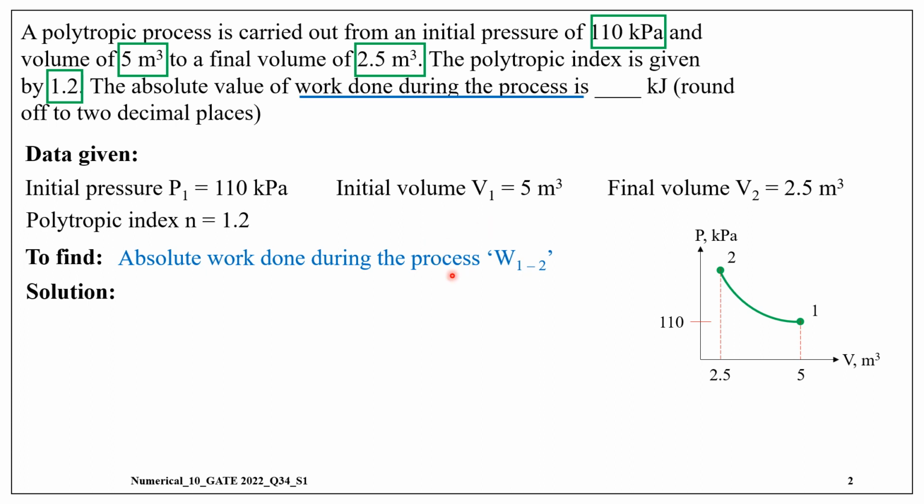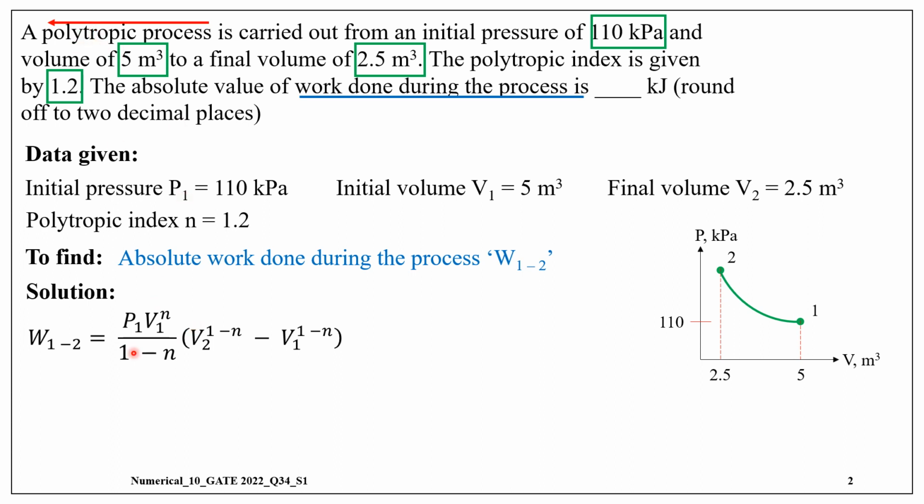To calculate the work done during this process, one needs to know what is the relation between pressure and volume. That relation is given as PV^n equal to constant because it is given as a polytropic process, and the work done during a polytropic process is equal to P1 V1^n divided by 1 minus n, multiplied by V2^(1 minus n) minus V1^(1 minus n).